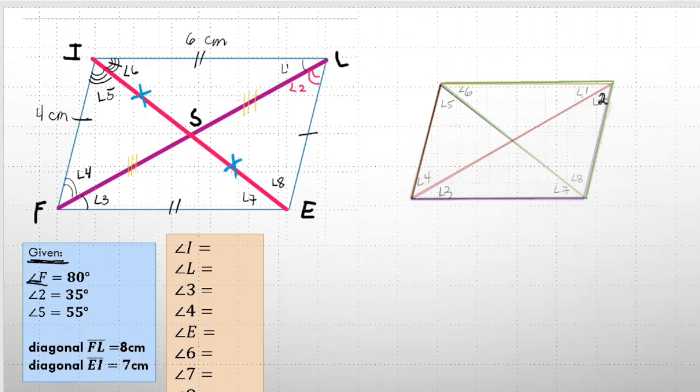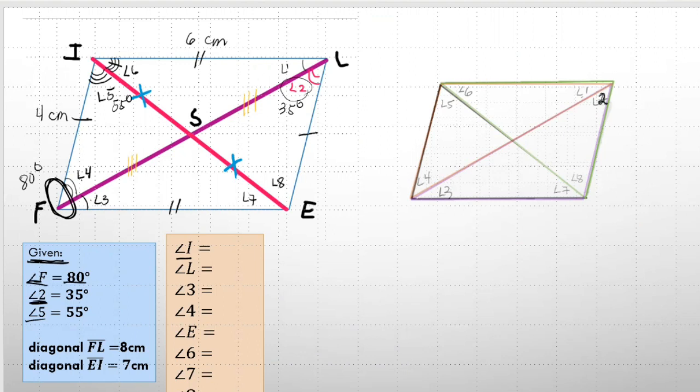Angle F is 80 degrees. So it means this whole angle or this whole corner, pag pinag-add si angle 3 and angle 4, it must be 80 degree. Okay? So si angle 2, pag sinabi nating angle 2, ibig sabihin part lang siya ni angle L. So si angle 2 is equal to 35 degrees and si angle 5 is equal to 55 degrees. Okay? So, ngayon, hahanapin natin yung mga measurements ng ating given angle. Okay? So, now, let's try to find the given angle.